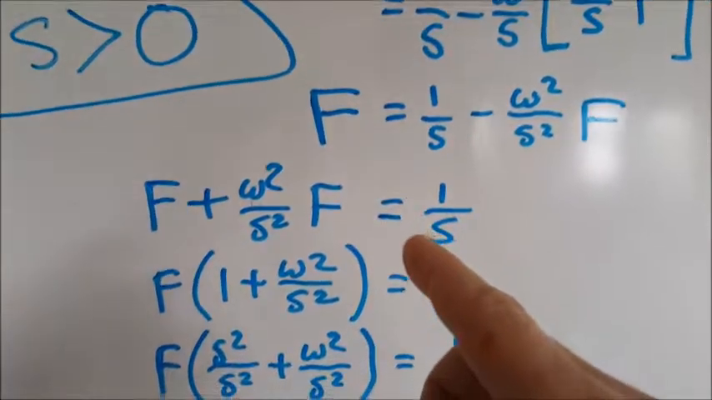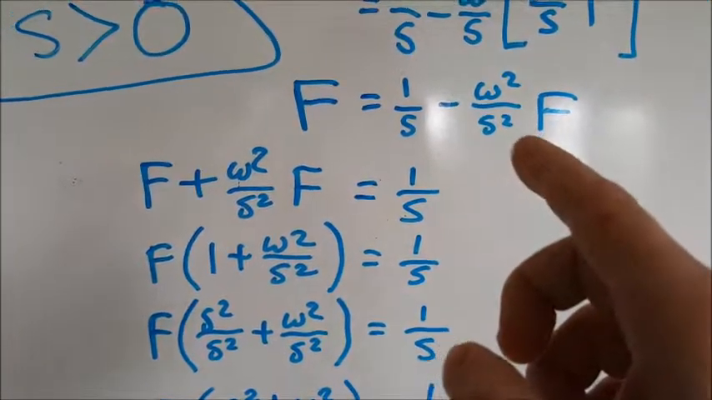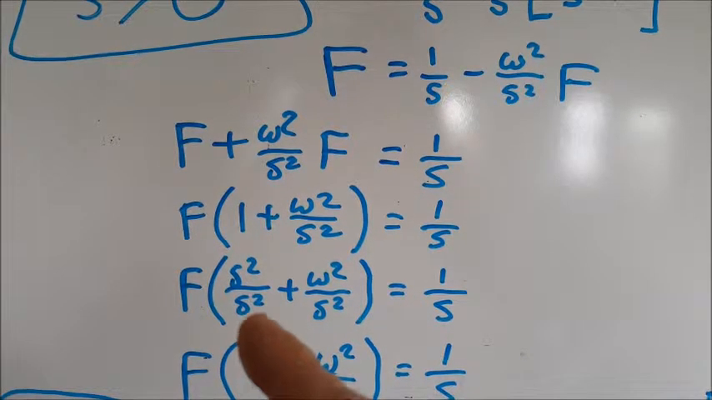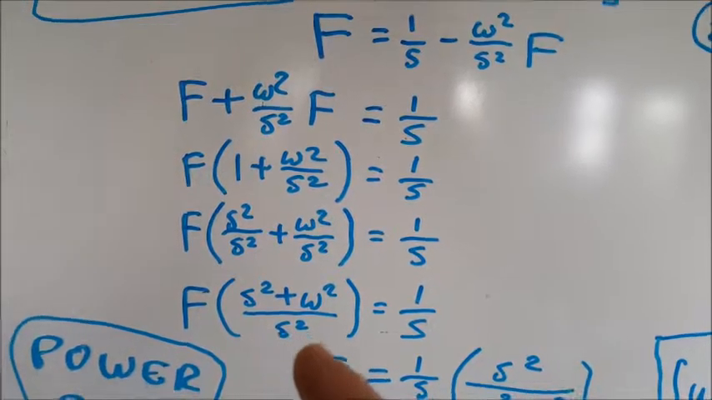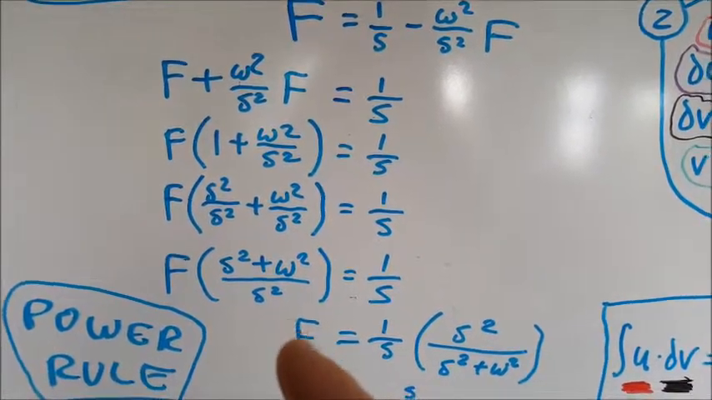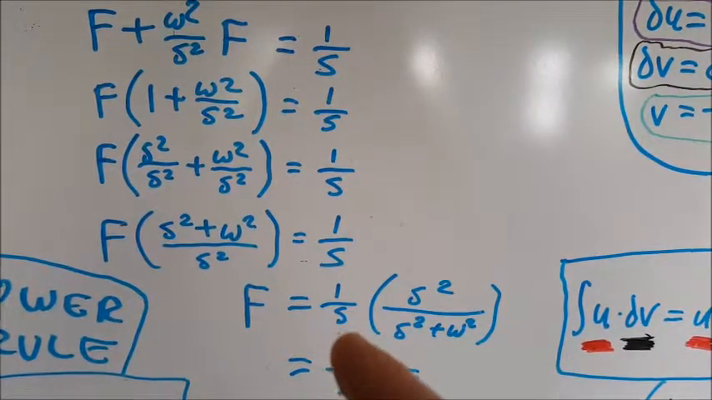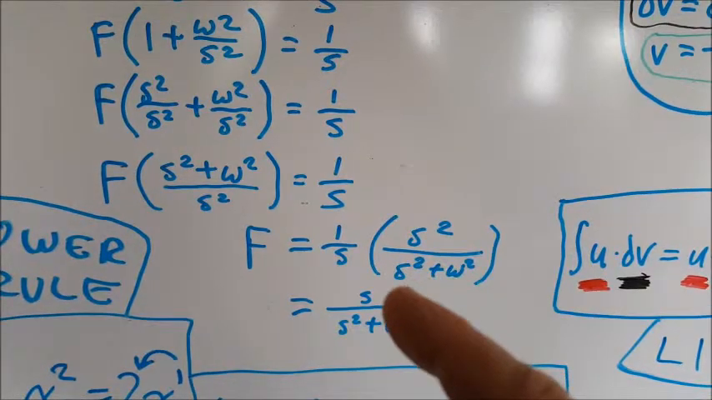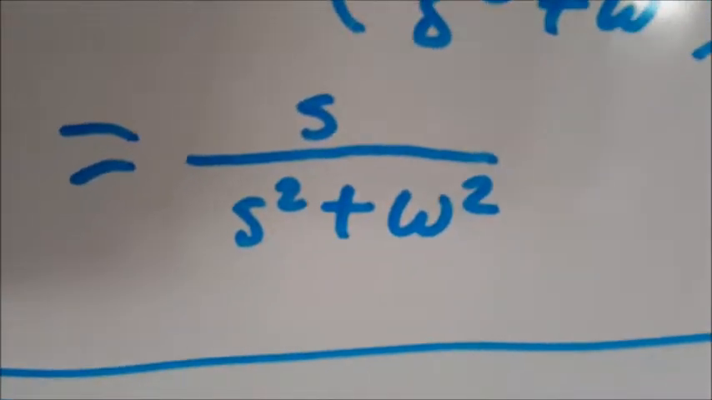And the rest is just algebra. You subtract that term from both sides, and you factor out an F, and you have a special kind of 1 to get a common denominator, and then you divide both sides by that term, and that's what you're left with. Then this little s and one of these s squareds cancel out, and that's what you're left with. That's your final answer. Isn't that neat?